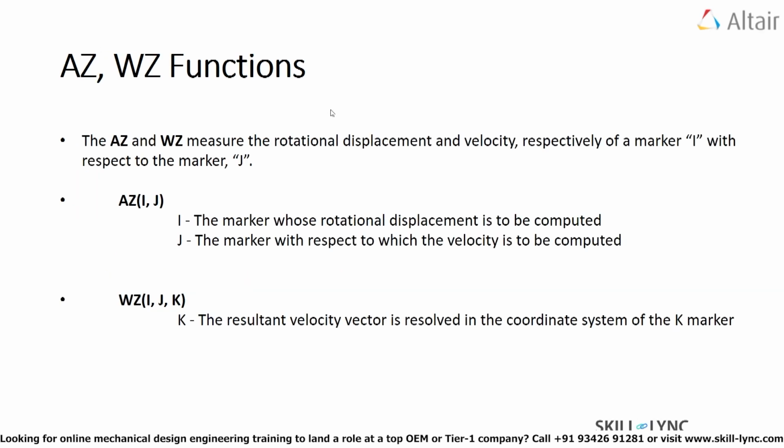The AZ and the WZ functions are used to measure the rotational displacement and velocity respectively of marker I with respect to marker J. These are the syntaxes of the AZ and the WZ functions, wherein the arguments are I, J for the AZ function and I, J and K for the WZ function. I stands for the marker whose rotational displacement is to be computed, J stands for the marker with respect to which the velocity is to be computed, and K stands for the resultant velocity vector, and it is resolved in the coordinate system of the K marker.